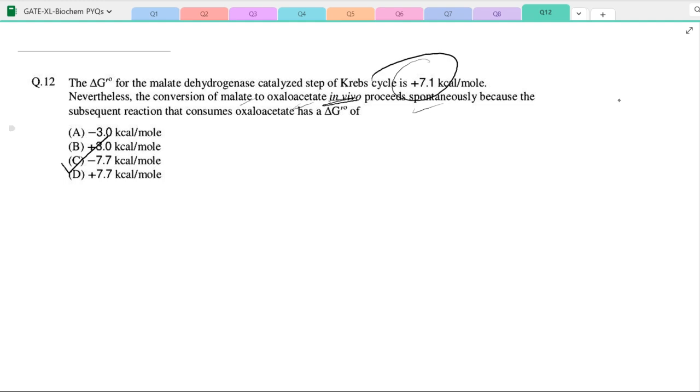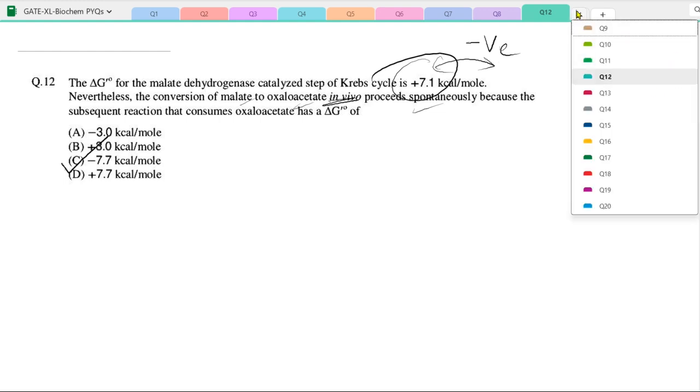However, even though it is plus 7.1, the coupled reaction results in an overall negative delta G naught. And that is possible if the second half of the reaction is more negative than plus 7.1, and the only option that matches this is minus 7.7. That's a pretty logical question. Moving on to the next question.